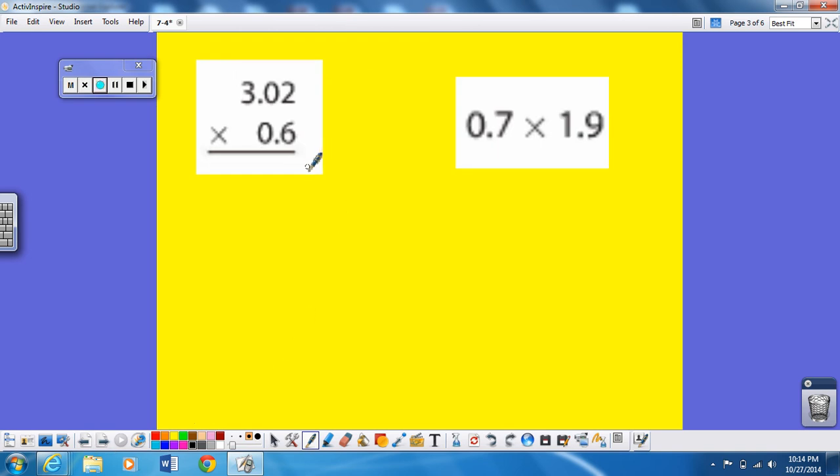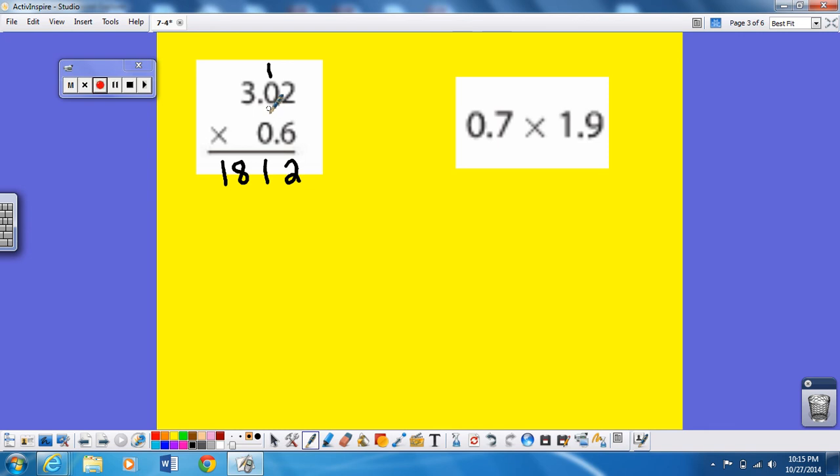This is a 3-digit times a 2-digit. Really no big deal. We're just going to pretend again that the decimals aren't there, just for our multiplication purposes. 6 times 2 is 12. Put down your 2, carry your 1. 6 times 0 is 0, plus 1 is 1. 6 times 3 is 18. Now, there's no need to put anything else here because in the tens column, it's 0. And we know the zero property tells us that anything times 0 is 0. So there's no need to even go any further in this problem.